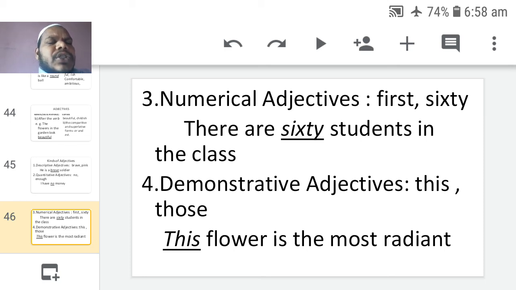Demonstrative adjectives: this, that, those. But don't get perplexed or confused by seeing this, which can be a pronoun; here this is an adjective. So see the position: as we know, an adjective comes before a noun. Here we can see flower, and this comes before flower, hence it's a demonstrative adjective, demonstrating something, describing something. That's why this is a demonstrative adjective, as it comes before a noun. This flower is the most radiant. Demonstrative adjective.